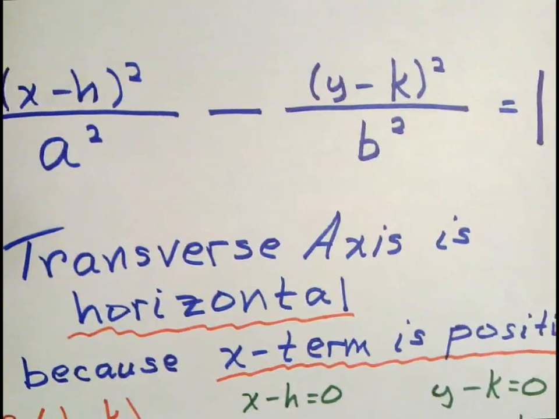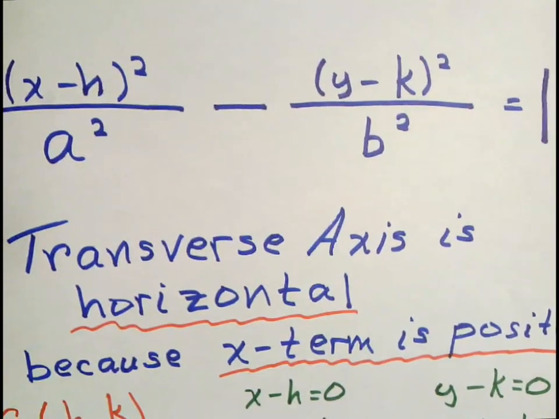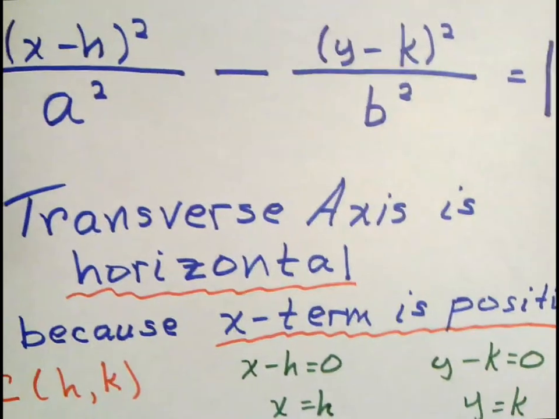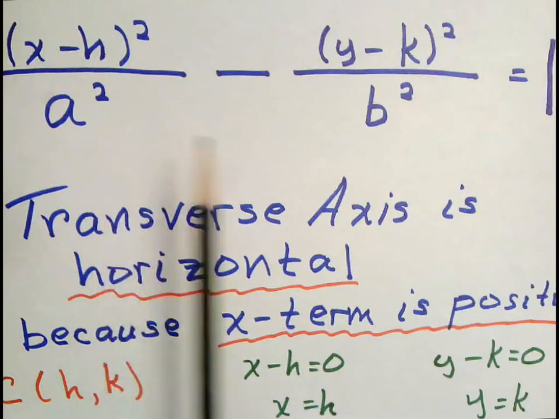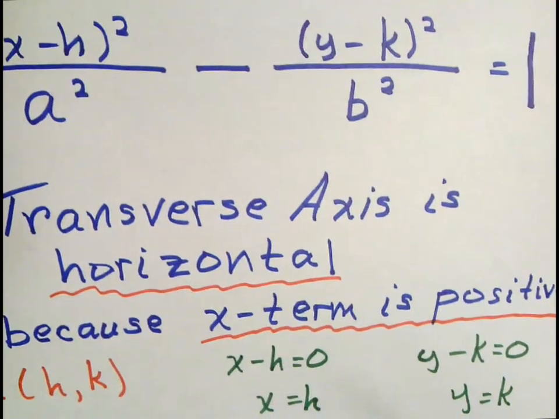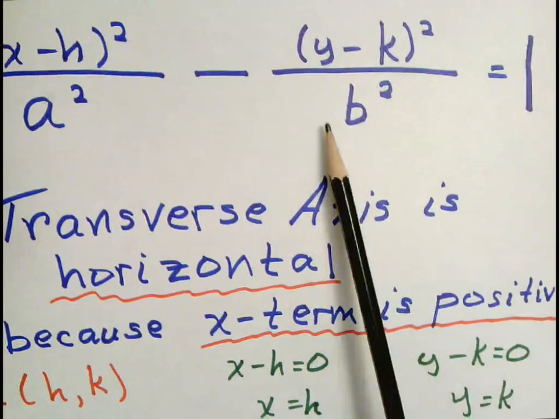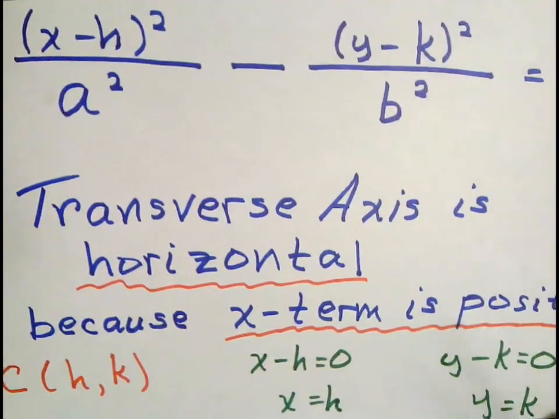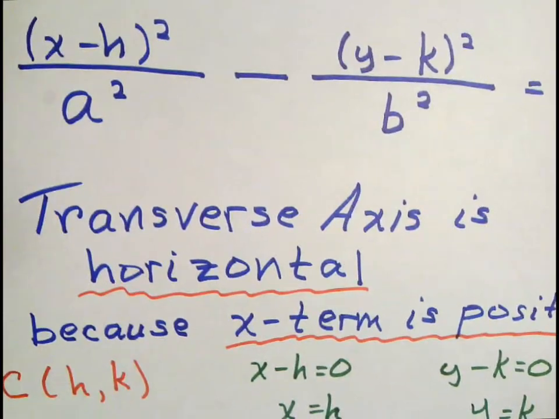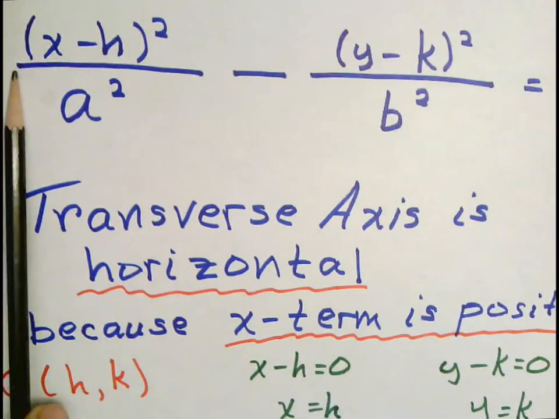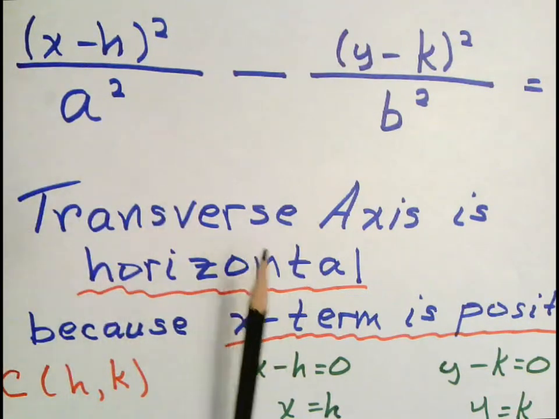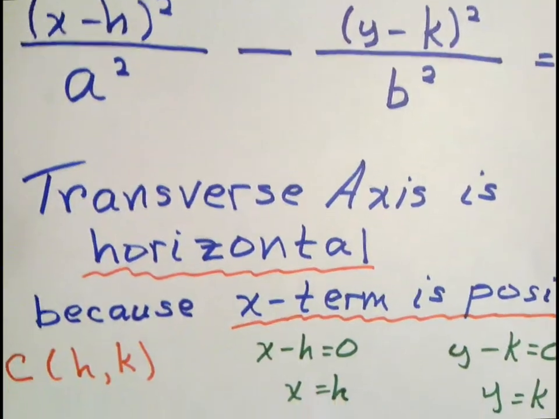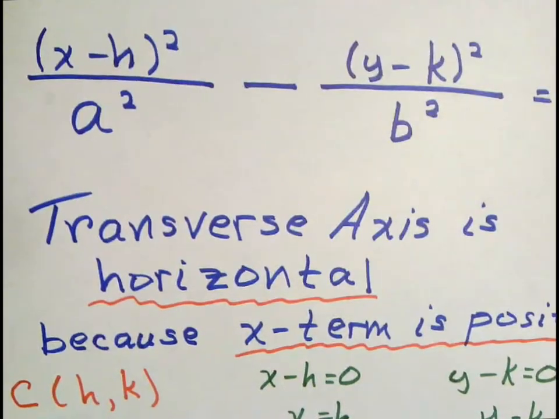We're going to look at a general equation for a hyperbola that does not have its center at the origin. So here we've got the quantity x minus h squared divided by a squared minus the quantity y minus k squared divided by b squared equals 1. Now the transverse axis is going to be horizontal because the x term is positive. You see, there's understood to be a positive term in front of this. So the x term is positive and x's go left and right, so the transverse axis is going to be horizontal. The center is going to be h comma k.